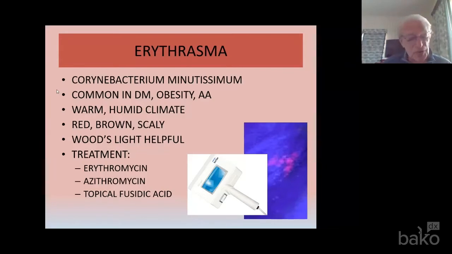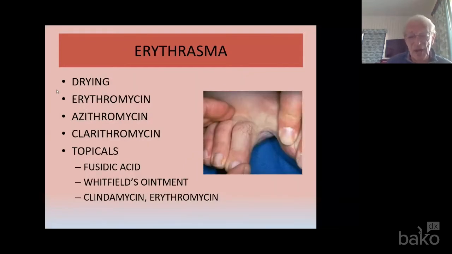We're all taught in school that a Woods light is helpful, and if you use a Woods light, you get this coral red fluorescence. However, how many of us really have a Woods light in our offices? I know I don't. And the treatment for erythrasma is generally erythromycin, 1 gram daily, azithromycin, or topical fusidic acid. So those are common treatments in addition to drying.